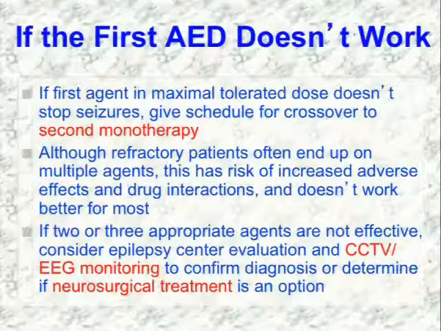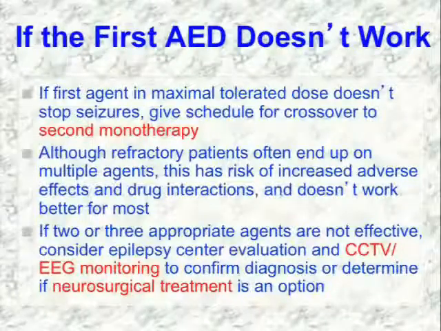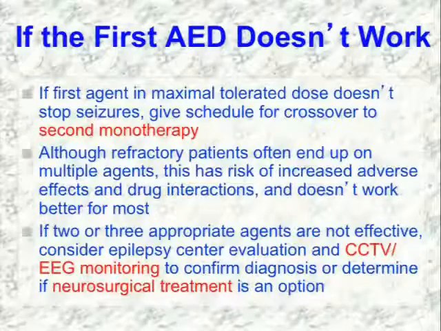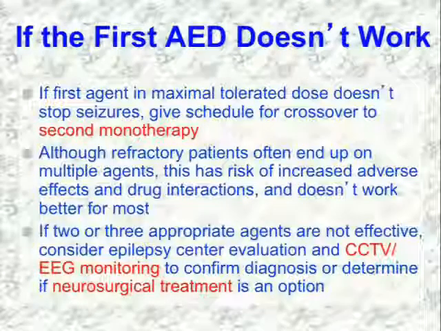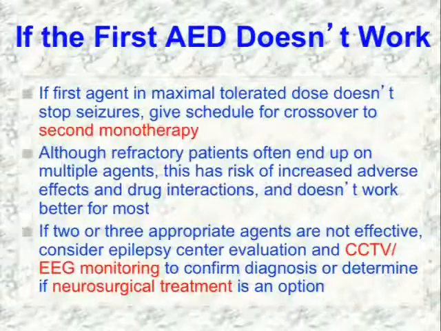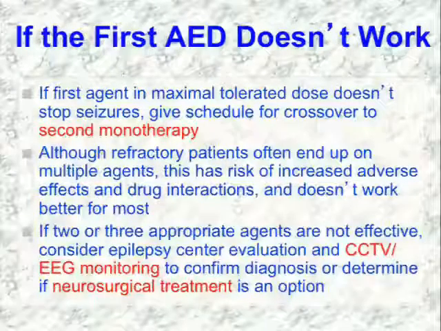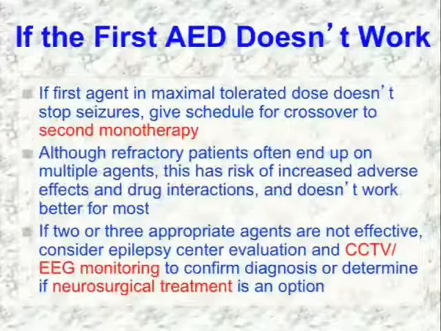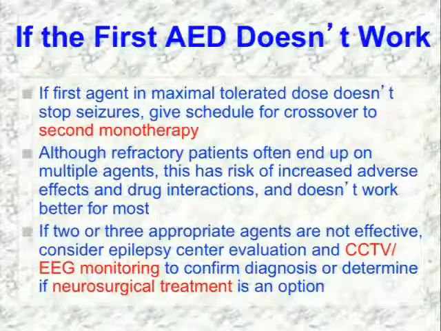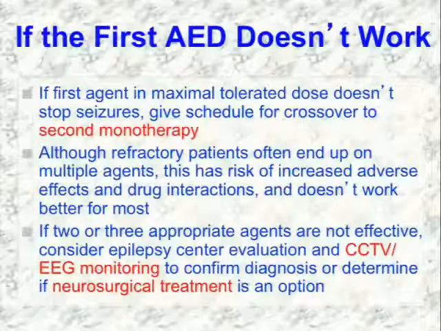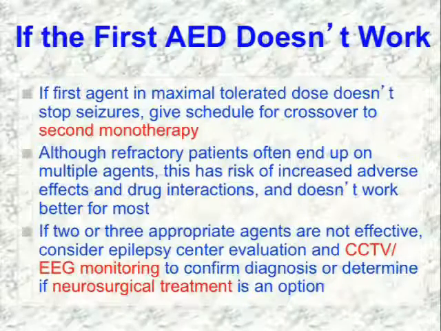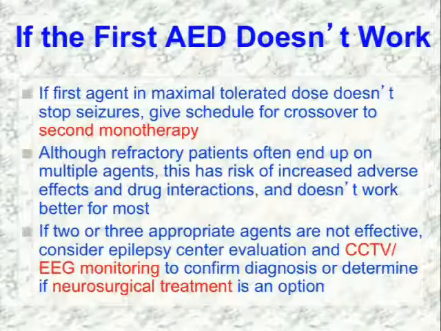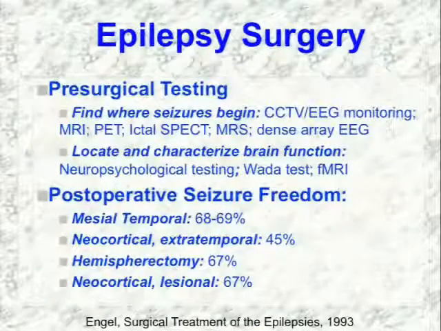The first drug doesn't work. It doesn't stop the seizures. Give a schedule to cross over to a second drug, ideally monotherapy, where you're tapering the first drug and adding the second drug. There's little evidence that trying multiple drugs, having somebody on 3 or 4 drugs, increases efficacy. Sometimes patients get stuck on that, but that increases adverse effects, and there's little evidence that it increases efficacy. If 2 or 3 appropriate agents are not effective, the patients probably should be monitored to understand their syndrome and what's going on and why they're not responding. And epilepsy surgery should be another talk.